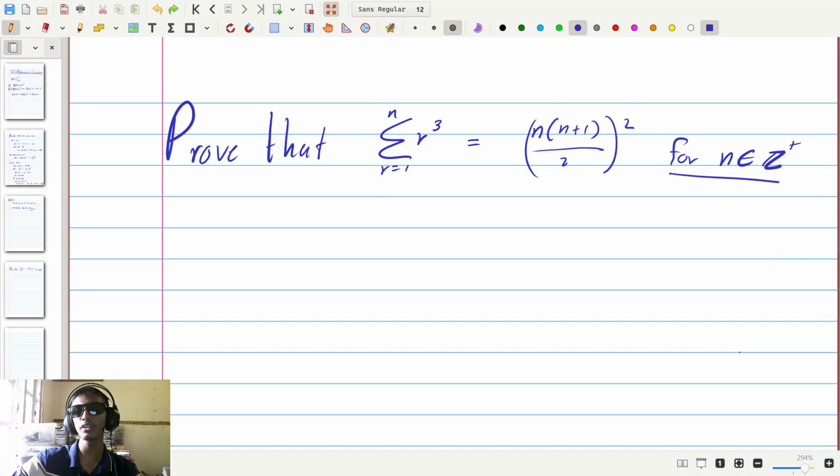And we're going to show that this is true for all n elements of the positive integers. So basically what we're trying to prove here is that the sum 1 cubed plus 2 cubed plus 3 cubed plus 4 cubed up to n cubed, where n is some element of the positive integers, is equal to n times n plus 1 divided by 2, whole thing squared.